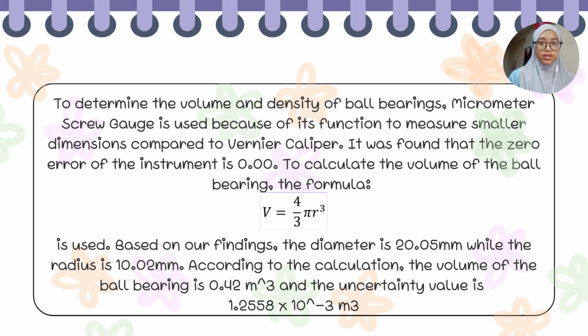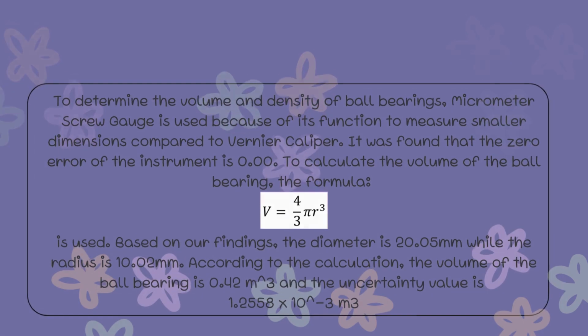Based on our findings, the diameter is 20.05 mm, while the radius is 10.02 mm. According to the calculation, the volume of the ball bearing is 0.42 meter cube and the uncertainty value is 1.2558 times 10 to the power of minus 3 meter cube.